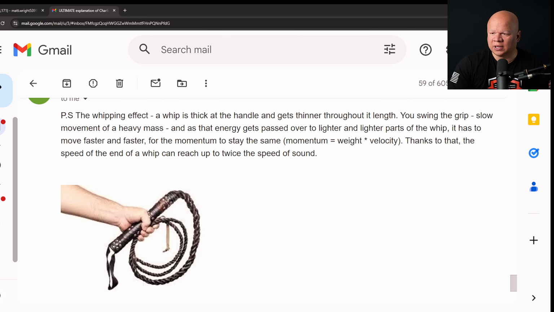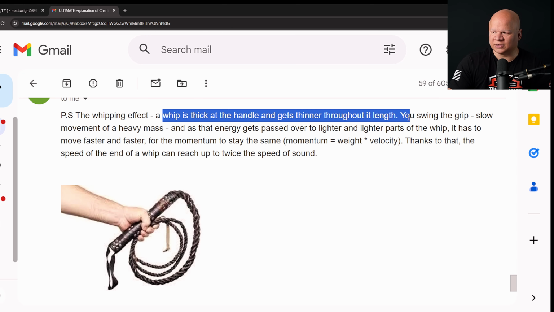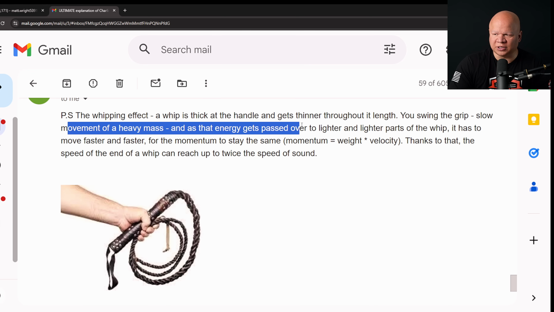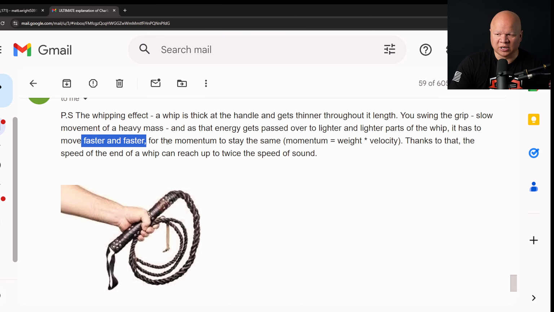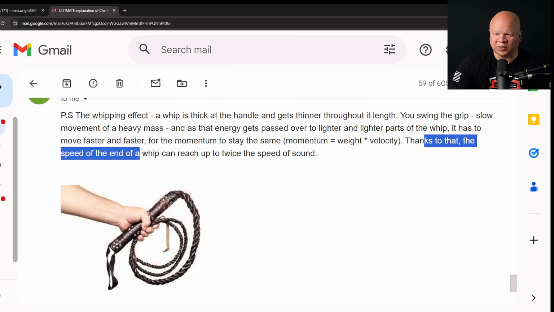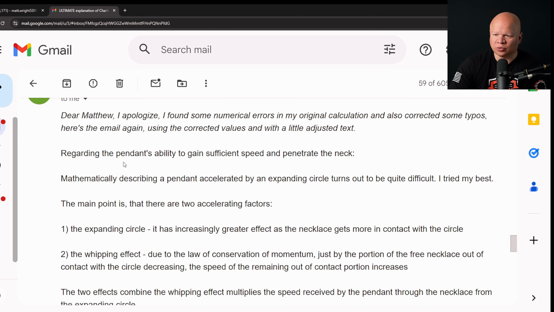Kalikukul says the whipping effect, because people are going to say, well, why would the chain be whipping around? A whip is thick at the handle and gets thinner throughout its length. You swing the grip, a slow movement of a heavy mass, and as that energy gets passed over to lighter and lighter parts of the whip, it has to move faster and faster for the momentum to stay the same. Momentum equals weight times velocity. So thanks to that, the speed at the end of a whip can reach up to twice the speed of sound. And then Kalikukul comes back.